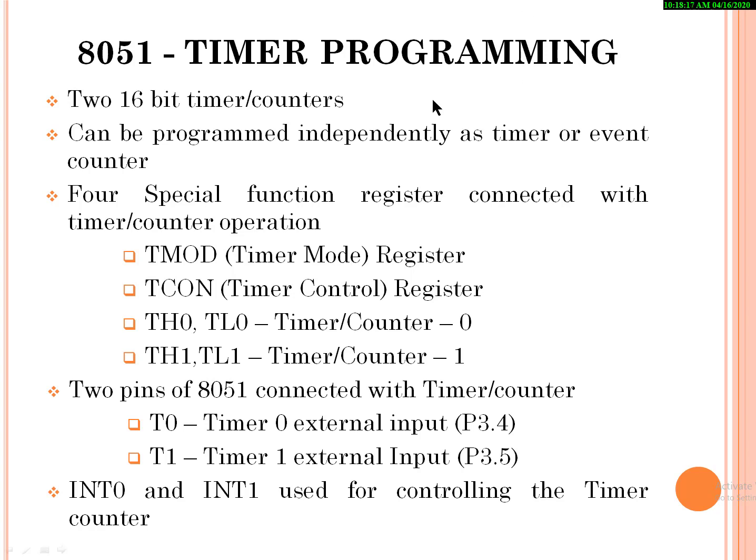The 8051 architecture is provided with two timers for these applications, and four special function registers are present to facilitate the timing operations. The TMOD register, which is the timer mode register, is used to specify the timing mode. The TCON register, which is the timer control register, is used to enable and disable counting, and there are two 16-bit registers which are used to hold the count value. To accept external input to the timer, the 8051 has two pins, T0 and T1. INT0 and INT1 are used to control the timer counter.